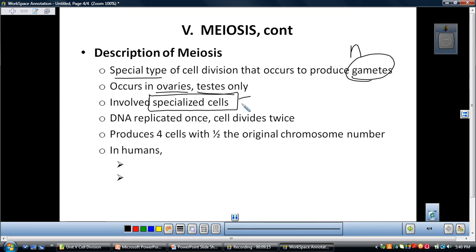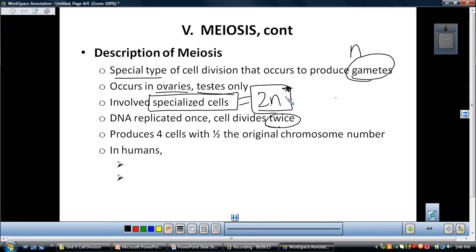And actually, these cells that start off are 2N. That's a big, huge, put an asterisk by this. The specialized cells that are in the ovaries and testes start off in the beginning as 2N. So if they're starting off with a full set of chromosomes, that's going to tell you that we can't just divide once, we're going to have to divide twice.